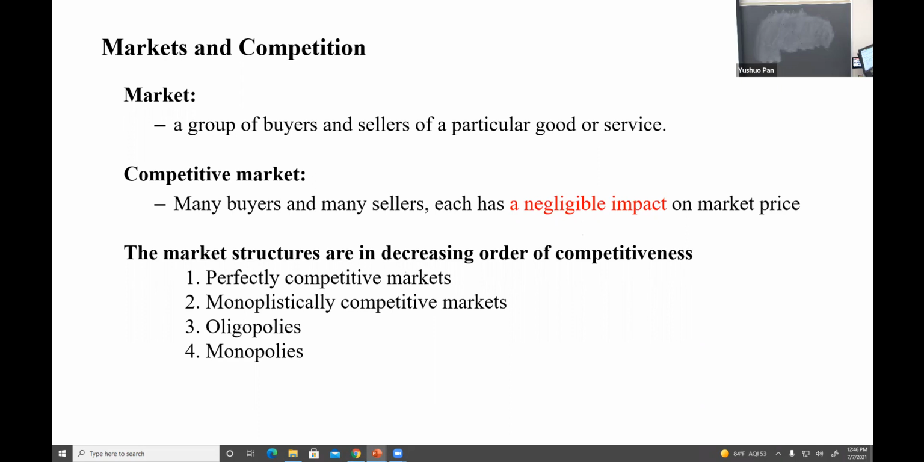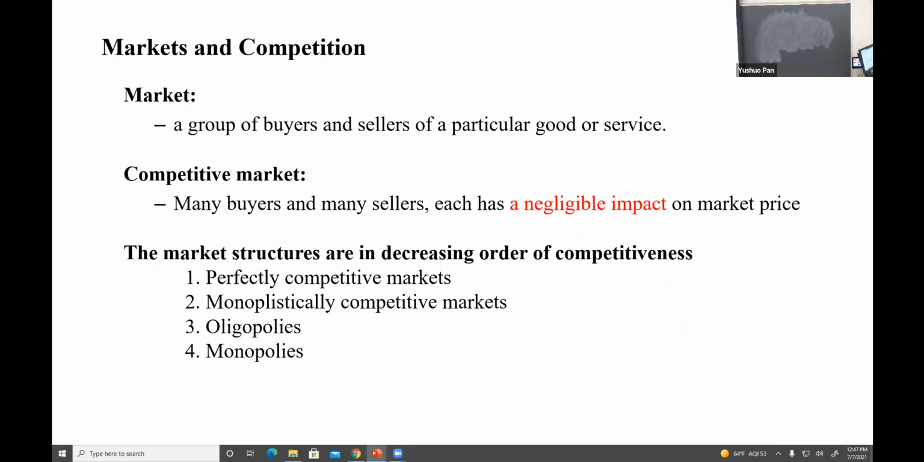Each has a negligible impact, which means their effect would be zero, or almost zero. A negligible effect on the market price, since there are many of them. Either one cannot influence the whole society.